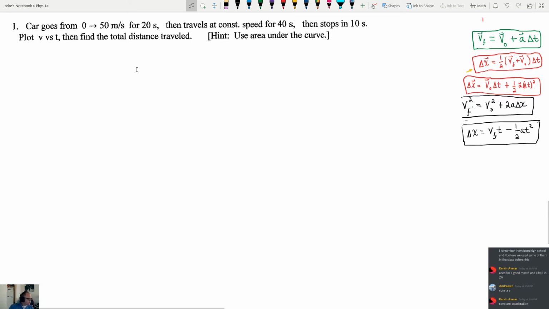The last hour of Physics 1C for March 8th. And we're going to do some problems where we can apply these kinematic equations. And this is the first one.